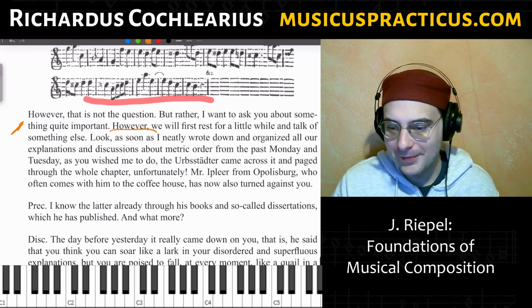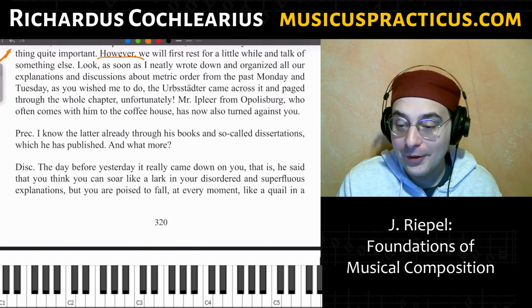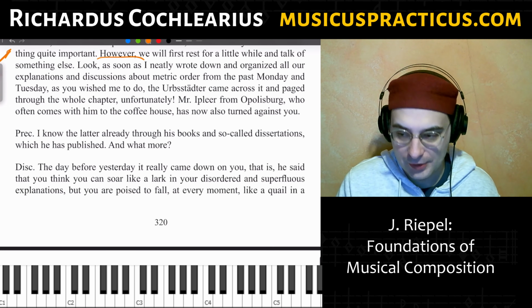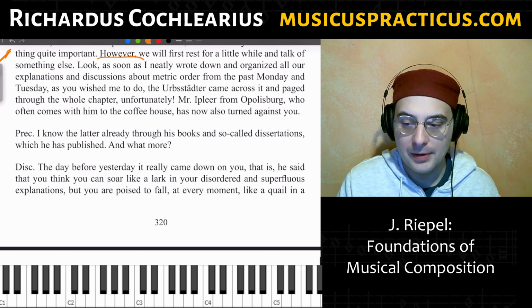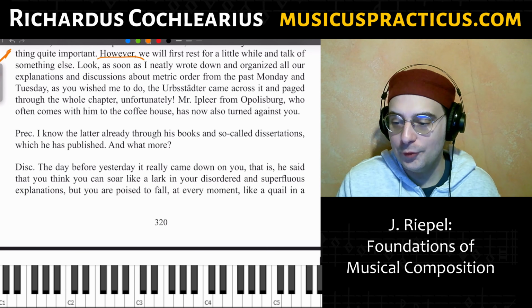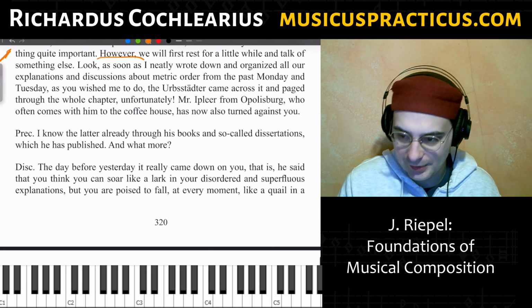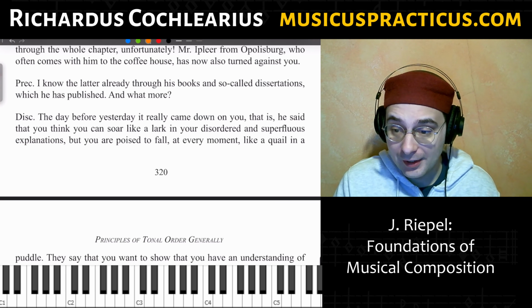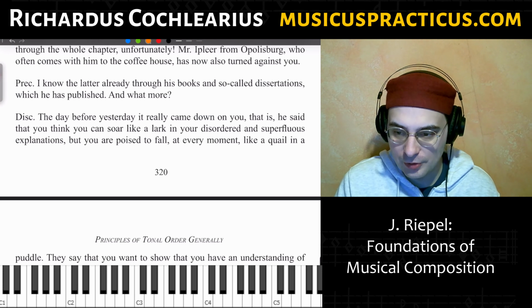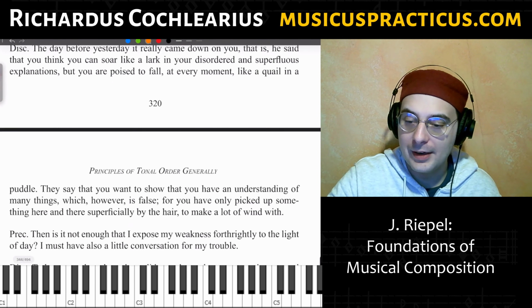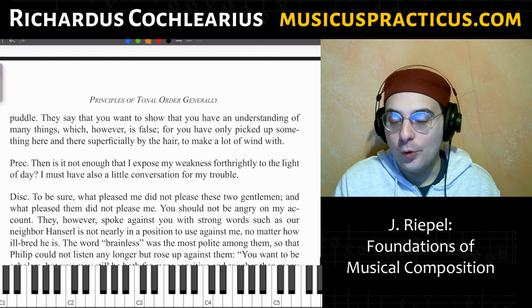This flame war. I know the latter already through his book and so-called dissertation, which he has published. And what's more, the day before yesterday, it really came down on you. That is, he said that you think you can soar like a lark in your disordered and superfluous explanation, but you are poised to fall at every moment, like a quail in a puddle.